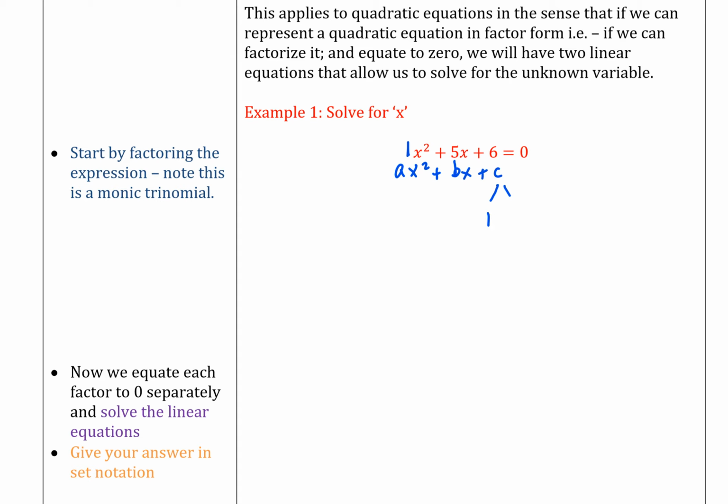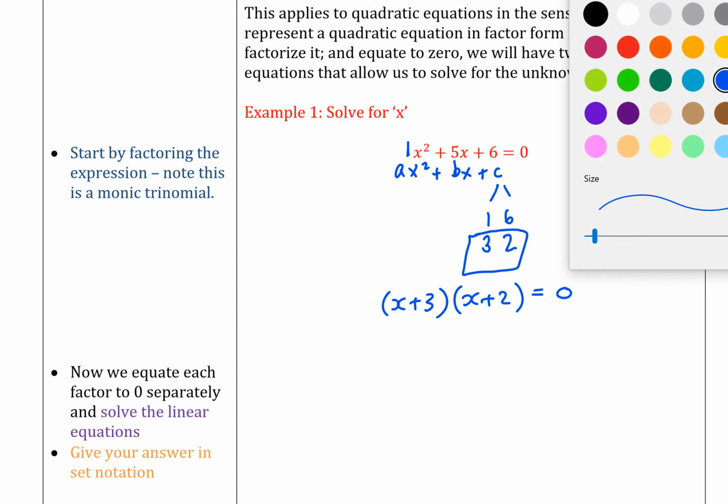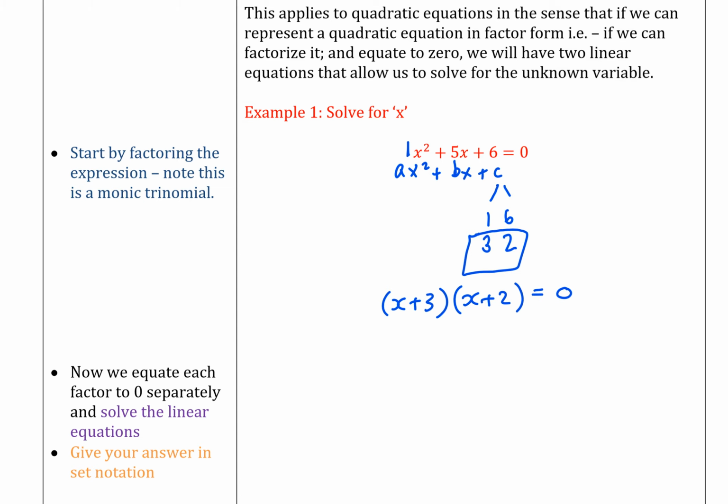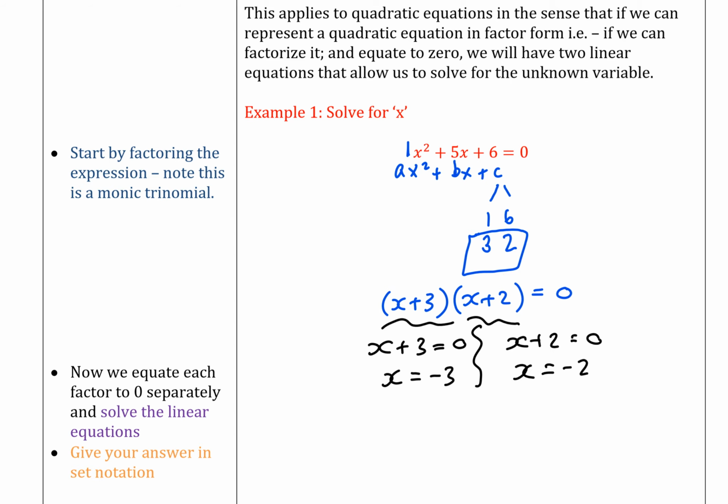Well, it could be 1 and 6, or it could be 3 and 2. And in this case, it's 3 and 2. Now, because it's monic, we can simply replace this x squared plus 5x plus 6 with x plus 3, x plus 2 is still equal to 0. Making use of the null factor law, if we let our first factor equal 0, then we know that x is negative 3. If we let our second factor equal 0, we can see the answer is negative 2.